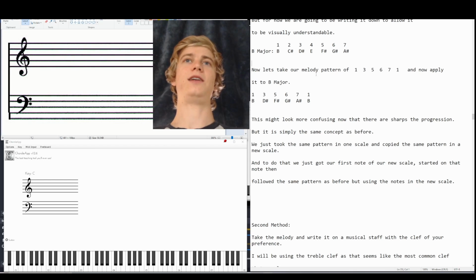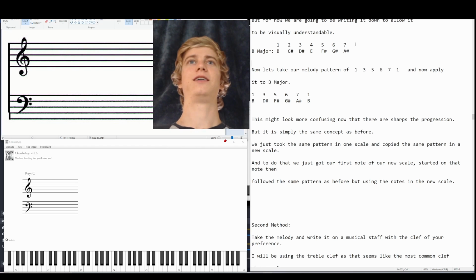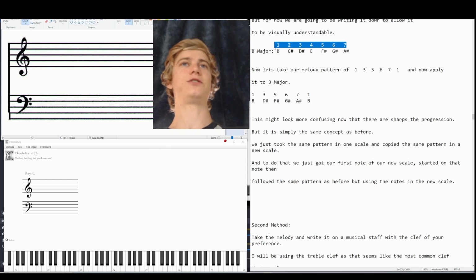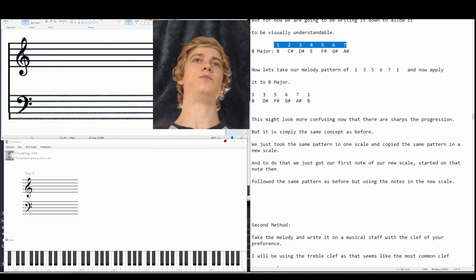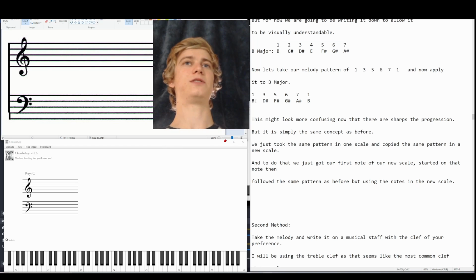So remember, we had a melody pattern of 1, 3, 5, 6, 7, and 1, and as you can see above here, we again just labeled B major 1 through 7. So now let's apply this to B major, and out comes these notes. We have B, D sharp, F sharp, G sharp, A sharp, and B.